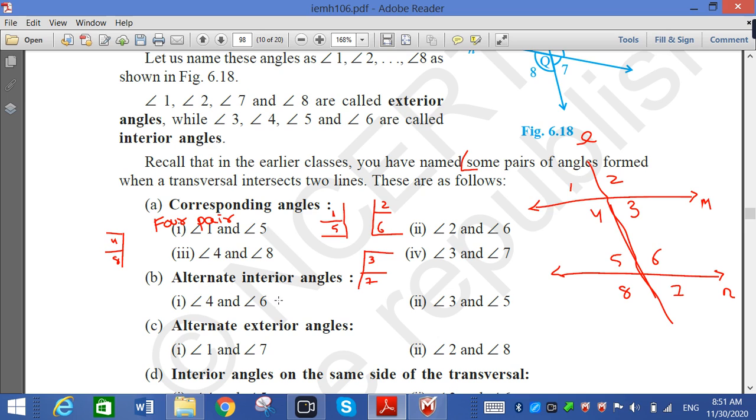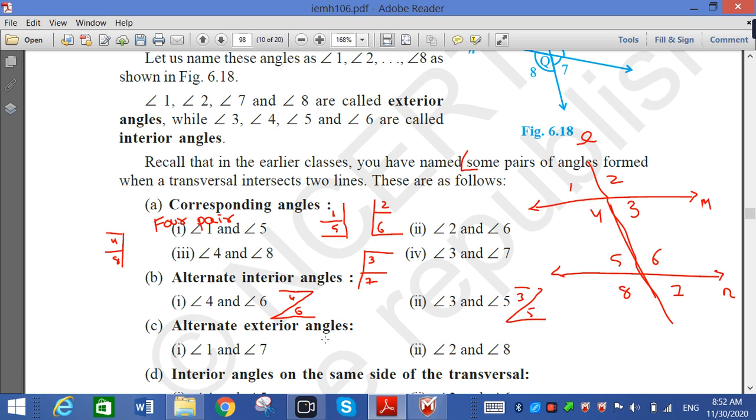Now we go for alternate. That is 4 and 6. So we can say Z. So here it is 4, here it is 6. Reverse Z. Here it is 3, here it is 5. So 3 and 5 and 4 and 6 are called alternate interior angles. Why we can say interior? Because they are inside. If we draw Z, then 4 and 6 and 3 and 5.